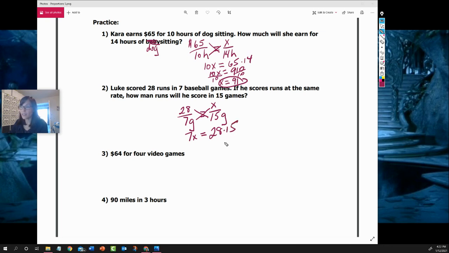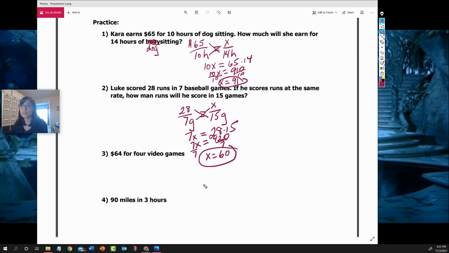I can use my calculator to help me figure out that 28 times 15 is equal to 420. And when I see 7x equals 420, then I can just solve it by getting the variable all by itself. I divide by 7 on both sides. So x is equal to 60. So Luke can score 60 runs when there are 15 games.